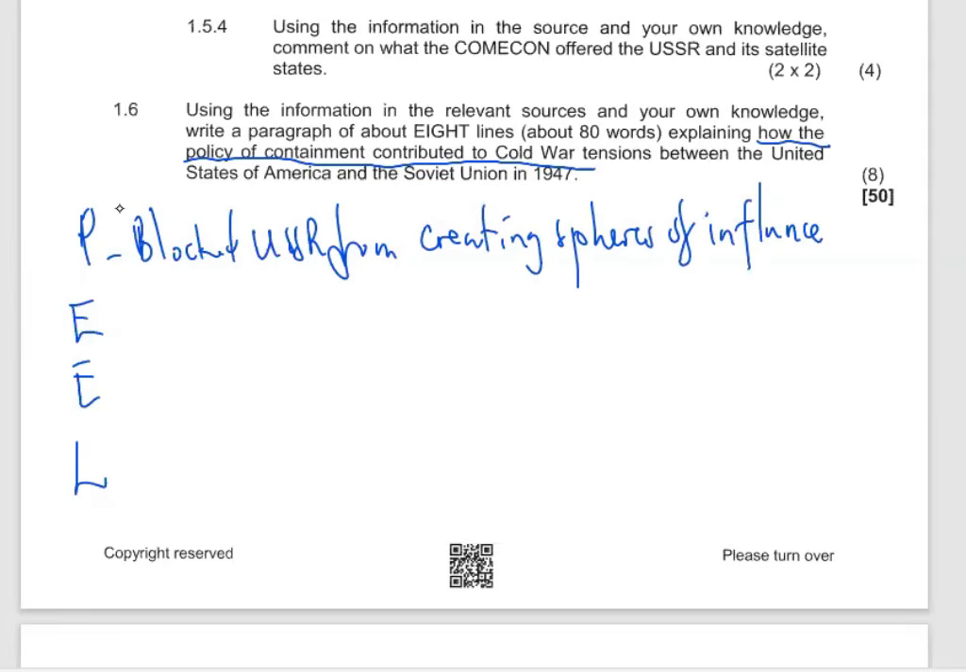How? In the sense that the containment policy by the USA blocked the attempt or the expansive tendencies of Russia to spread the ideology of communism across Europe. That was the source of tension. Someone is trying to advance their ideas and you are blocking them through your policy. So it widened the rift between the USSR and the USA. Then you explain the idea.